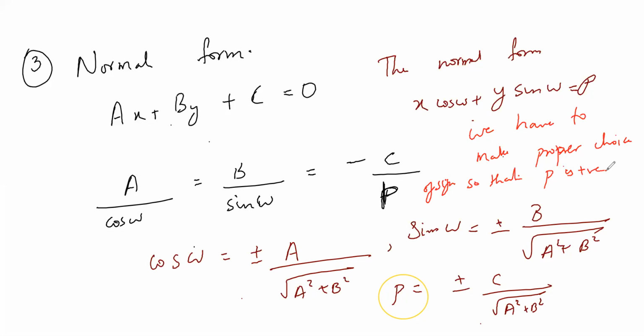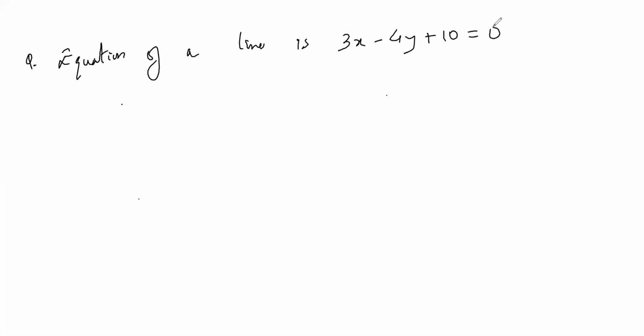So let's try one problem. Question. Equation of a line is 3x minus 4y plus 10 equal to 0. Find its slope. First one. Second one, x and y intercepts.